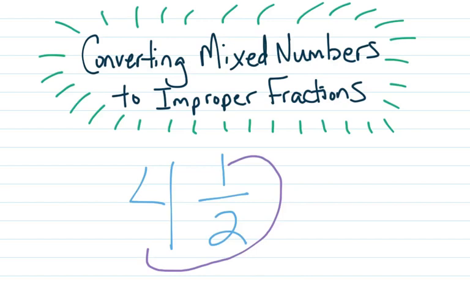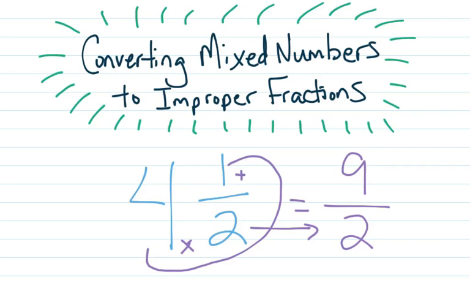So you take the whole number, and you're going to want to multiply it times the denominator portion of the fraction, and then you're going to add the numerator portion. So that's step 1 here. So I do 4 times 2, which is 8, plus 1 is 9. So that's the numerator portion of your improper fraction. To get the denominator, it's exactly the same as what the denominator was in the fraction portion of your mixed number. So you just slide it over.